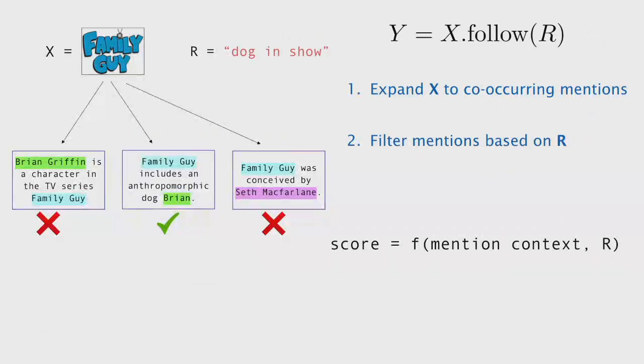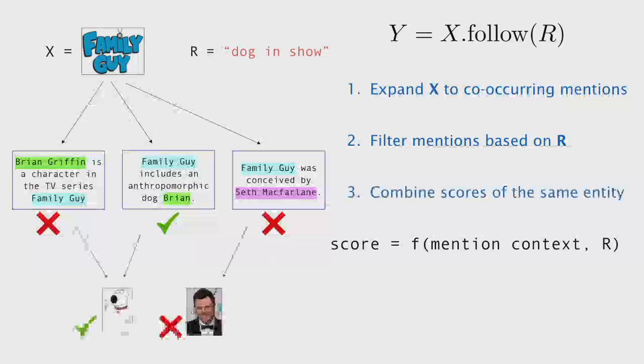Second, we are going to filter those mentions based on whether they satisfy the relation that is being requested or not. In this case, whether there's a dog in the show. So as you can see, only the middle mention of Brian Griffin satisfies this. In practice, we're not going to do a hard filtering here, but we're going to define a scoring function between the context of a mention and the description of the relation that we are interested in. And then the last step is, because the same entity can have many different mentions in text, we're going to aggregate the scores of all the mentions of an entity to a final output, which is again at the entity level. And this is going to be the output set Y.